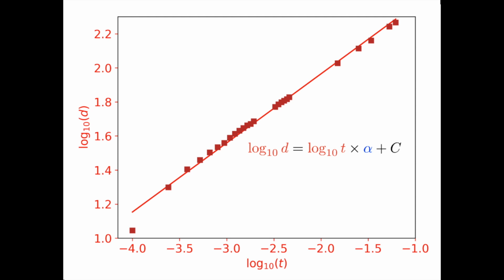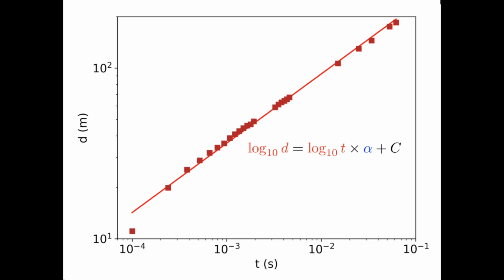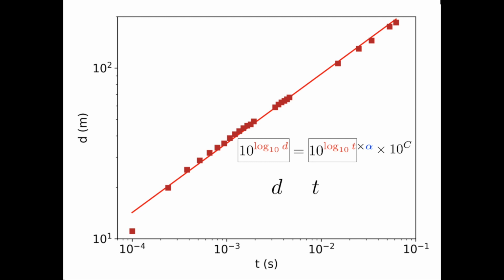Log d equals log t times alpha plus a constant c. Alpha is here the slope of the line. This equation can also be written directly in terms of the size d and time t, by using each side as exponents of the base 10. Adding exponents is like multiplying, and 10 to the log 10 of d is just d, and 10 to the log 10 of t is t.